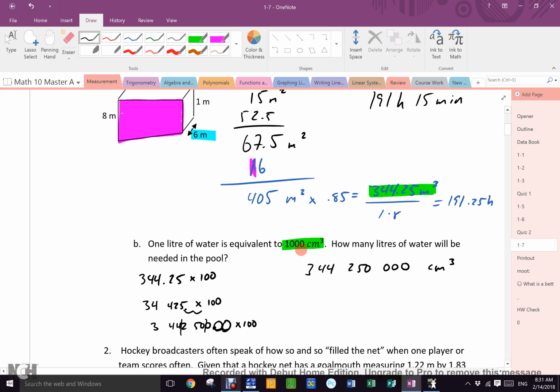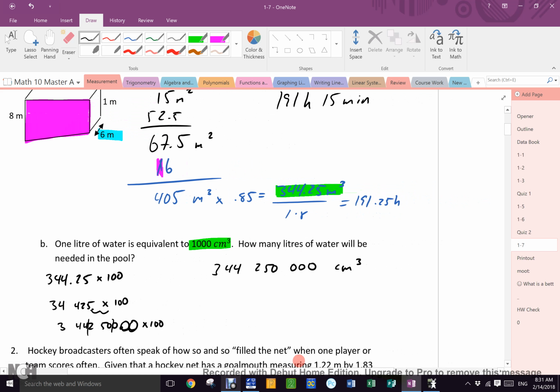1 liter is 1,000 of those. I need liters, right? So I have to convert centimeters cubed to liters. All conversions are the same, yes? I multiply by the fraction. What do I want? Liters. What do I have? Centimeters cubed. What number goes where? 1 liter is 1,000 centimeters.